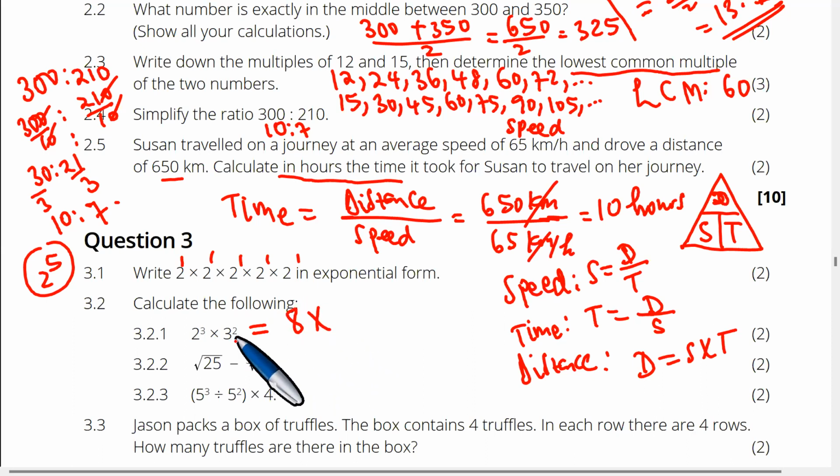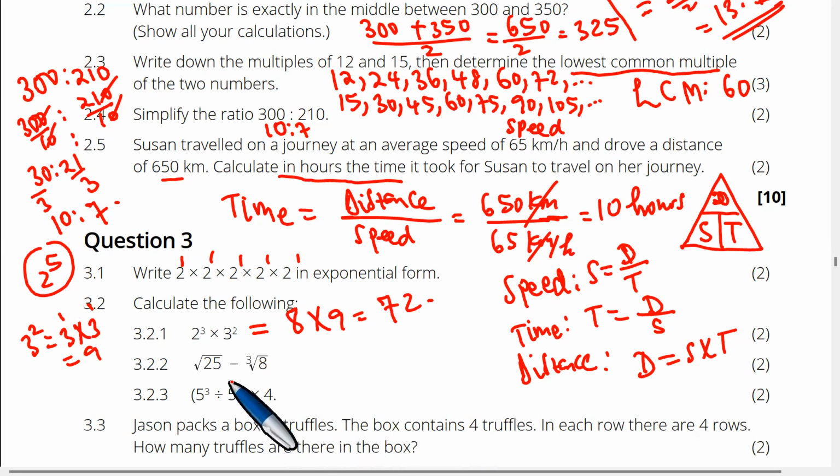What about 3 squared? It's 9, because it's 3 times 3. Obviously 3 squared is the same as 3 by 3, power 1, power 1. And 3 by 3 is 9. So 8 by 9. What is 8 times 9? 72. Well done.